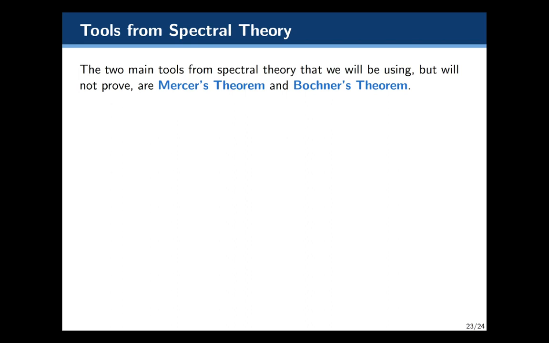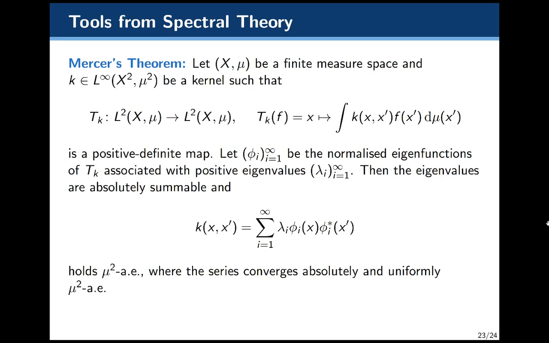Now, just quickly, I want to go over a couple of theorems. We're going to just present them without proofs. They're going to be the two main tools from spectral theory that we're going to be using, which are Mercer's theorem and Bochner's theorem. So I'd like to talk a little bit about tools from spectral theory that we're going to be using in the next couple of talks coming up. And these theorems are available in the course notes we've provided, but I basically just want to give you an overview of what they're saying.